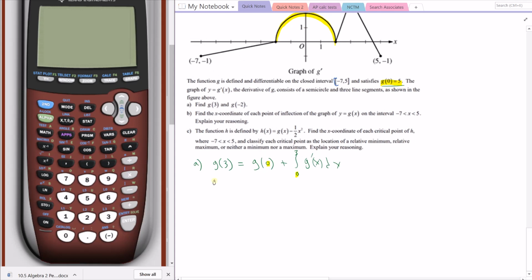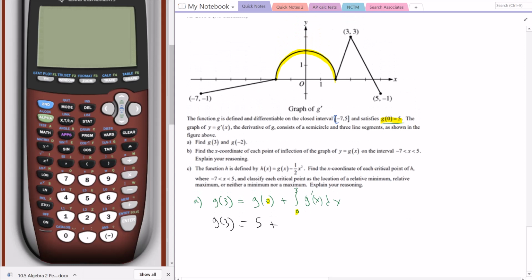And so, g of 3 equals g of 0, which was 5, plus the integral from 0 to 3, which is the area under the curve. So we're just trying to find, well, what's the area under the curve here, right? This one's a triangle, 1 times 3, so it's going to be 3 halves. This one's a quarter circle, which is pi r squared over 4. R in this case is 2, so pi times 2 squared over 4. This is going to be pi. And so g of 3 is 5 plus 5 pi.